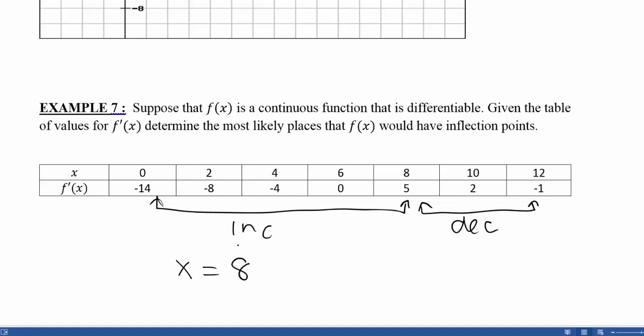Now again, it's not precise. It might happen at 7, it might happen at 9, but based on the data we have from this table, that's our best guess. And so again, our inflection point is going to happen right around 8. So because our second derivative will be positive to the left of 8, that means on the original function, we will be concave up. Because we're going to be negative to the right of 8 in the second derivative, that tells me that the original function will be concave down. So for this inflection point, we're changing from concave up to concave down around x equals 8.